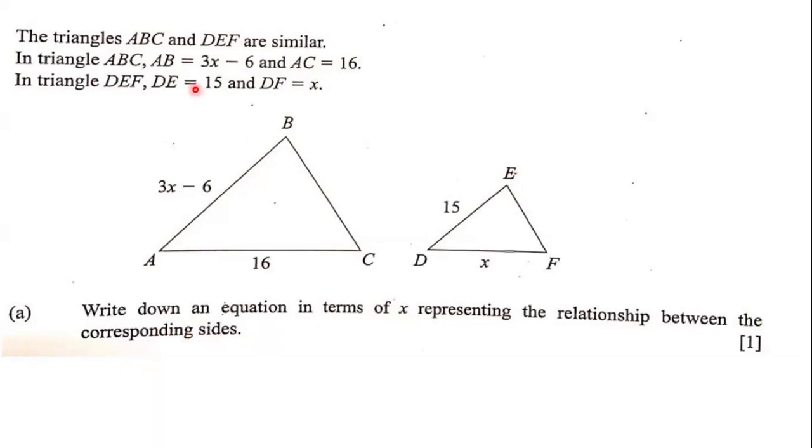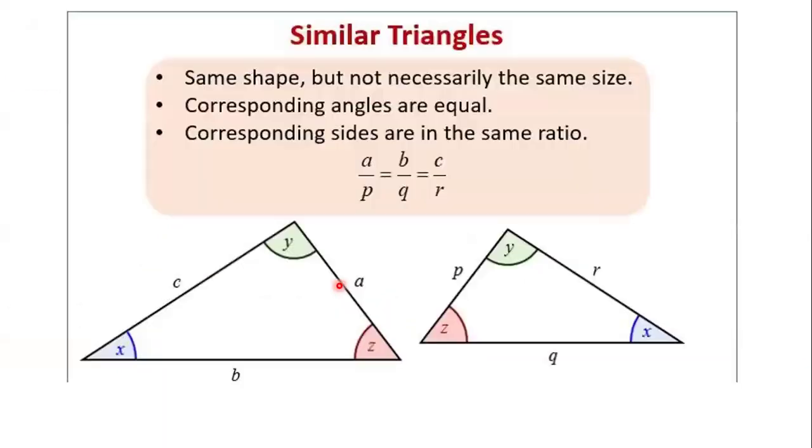Notice that it says that these two triangles are similar. But what does it mean for triangles to be similar? For similar triangles, it means that they have the same shape, but not necessarily the same size. Another thing about similar triangles is that their corresponding angles are equal. And another thing is that their corresponding sides are in the same ratio.